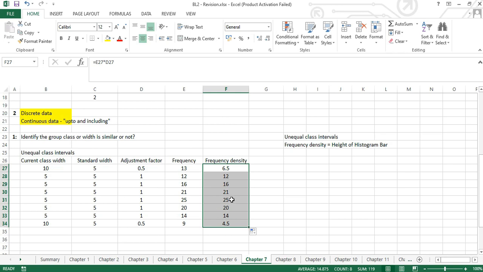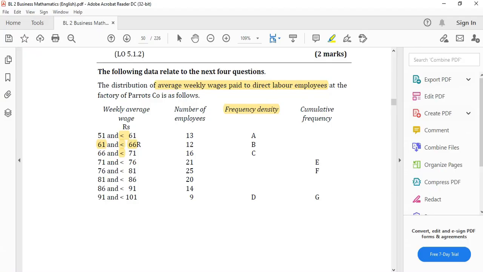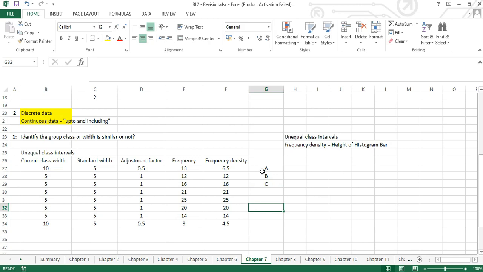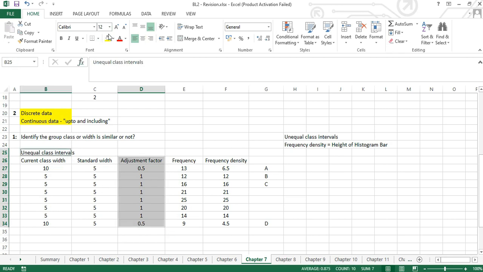There you go. Everything gets multiplied by the adjustment factor. Accordingly, this is A, this is B, this is what they've asked. So A, B is next to 13 and 12, C is next to 16 and D is next to 9. 9 is the last one. So these are the answers. How you got it is by multiplying your frequency with the adjustment factor. The adjustment factor will come into the scene only when there are unequal class intervals. Remember that. If the classes are equal, then you don't have to do this. Straight away, the height of the bar will be equal to the frequency because it's the same, but it isn't likewise for unequal class intervals.